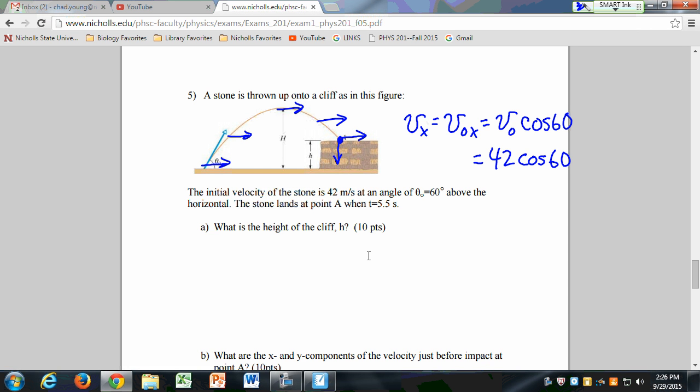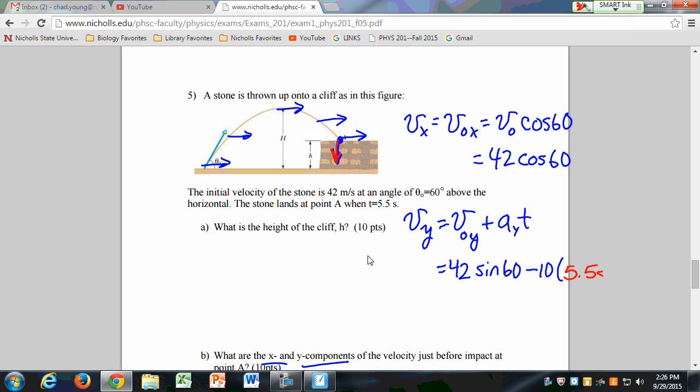And then to find vy, it's a little bit more complicated. I say v naught y plus ay times t. So that's going to be 42 sine of 60 minus 10 times, what time do I use? If I want to know the velocity in the y direction right here, what time do I use? I use that 5.5 seconds, right? So 5.5 seconds, and that'll give me the y component of the velocity.